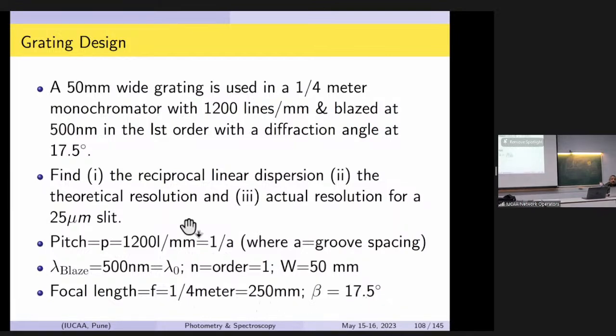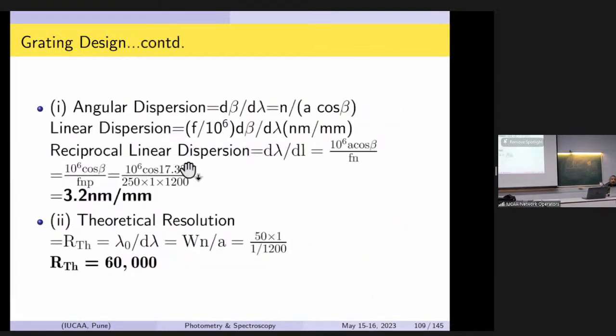So this is the first formula which you use. These are all derived. You have 3.2 nanometers, which means 32 angstroms for every millimeter you have divided the light, the light from lambda 1 to lambda 2. Theoretical resolution is straightforward, so it is 60,000. So it's high resolution, not very high resolution, lambda by delta lambda.